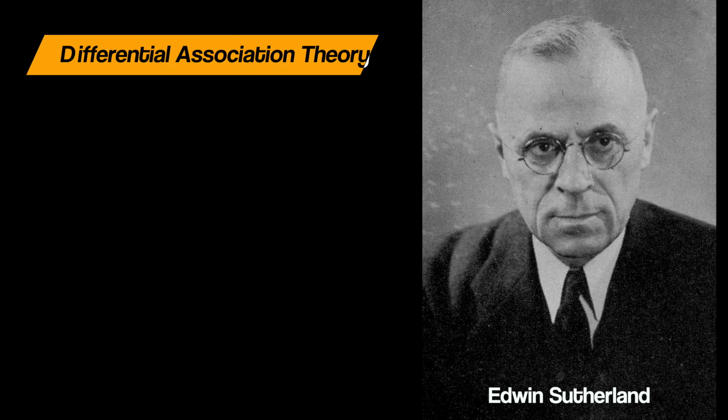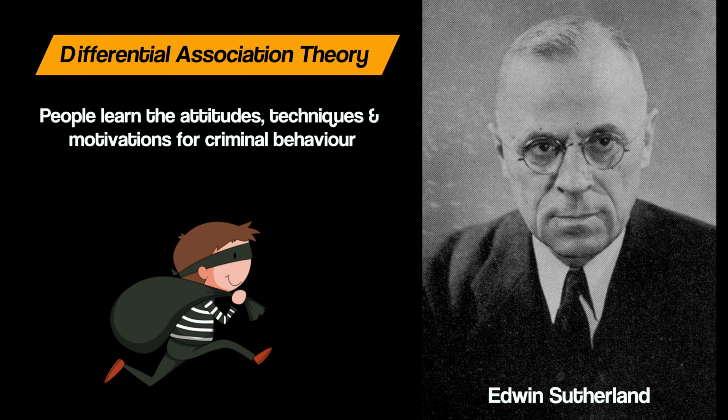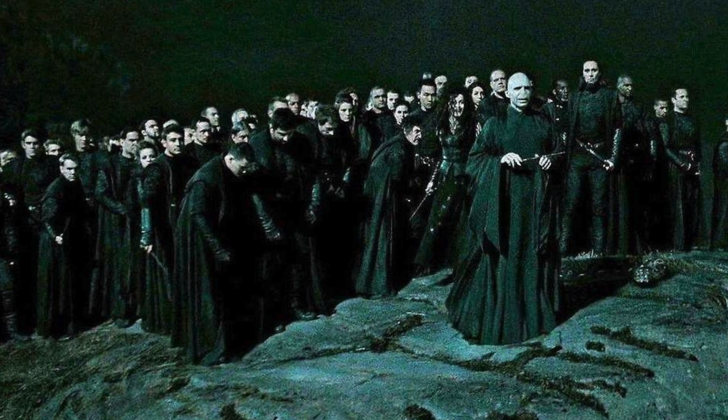In simple terms, Sutherland proposed that people learn the attitudes, techniques and motivations for criminal behaviour through association and interaction with different people. In other words, you become like the people you hang around with. Societies or communities that normalise or glamorise criminal behaviour create fertile ground for individuals to learn and adopt such behaviours. Hang out with people in Slytherin and you're going to become a Death Eater. Or hang out with Regina George and you'll become a mean girl.